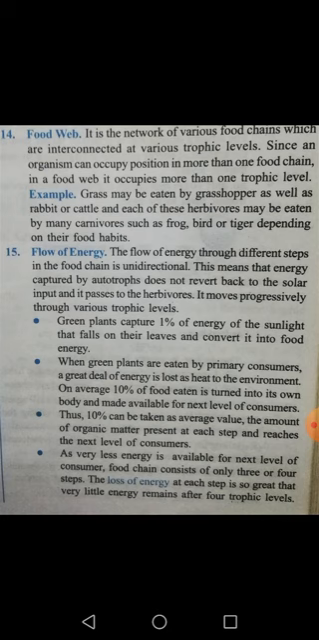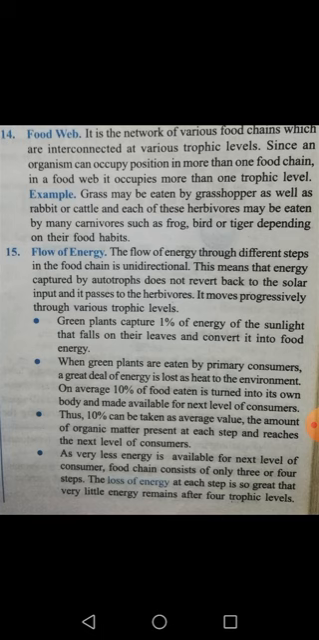And one more thing I want to tell you: the green plants can capture only 1% of the solar energy which is falling on them, and out of it only 10% is going to pass into the next trophic level. I will show you some examples. So I am giving you one example.